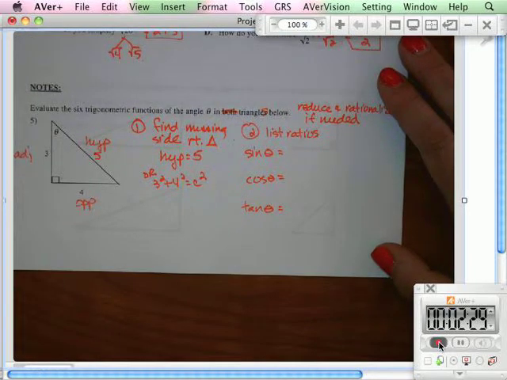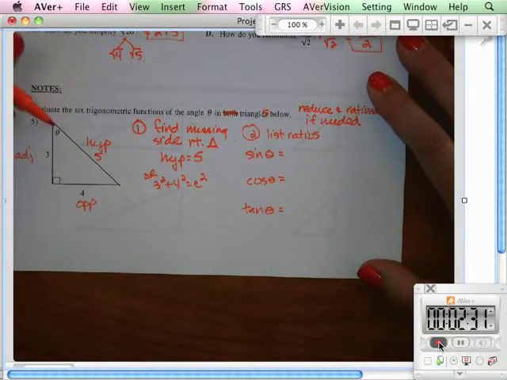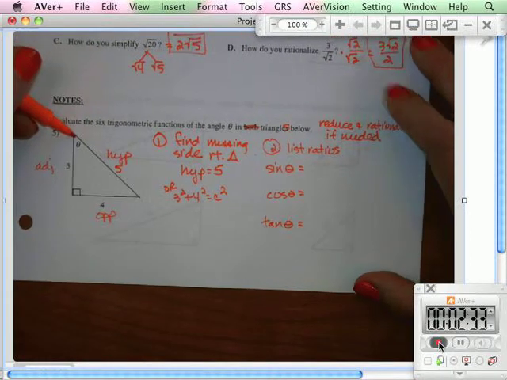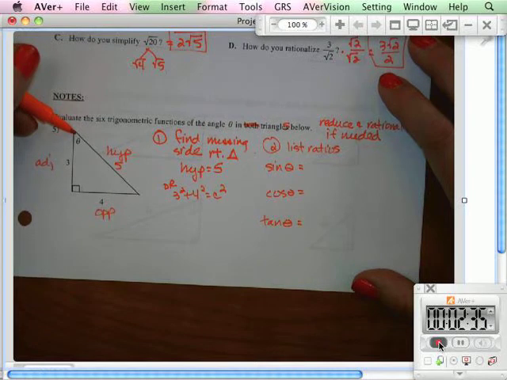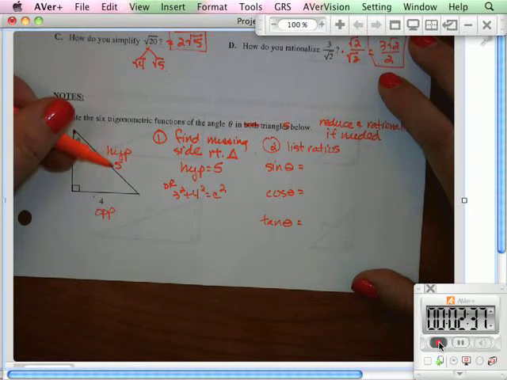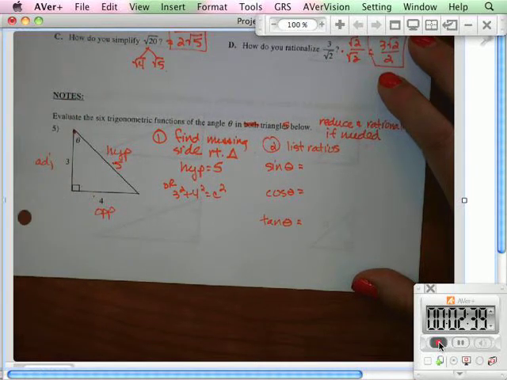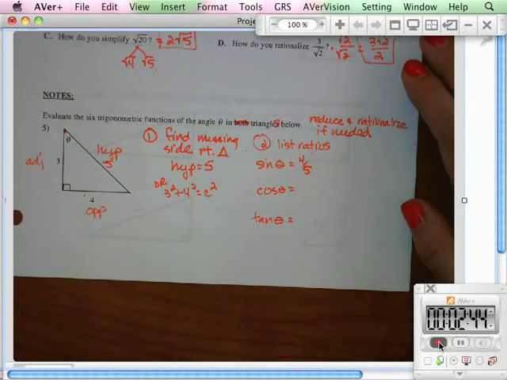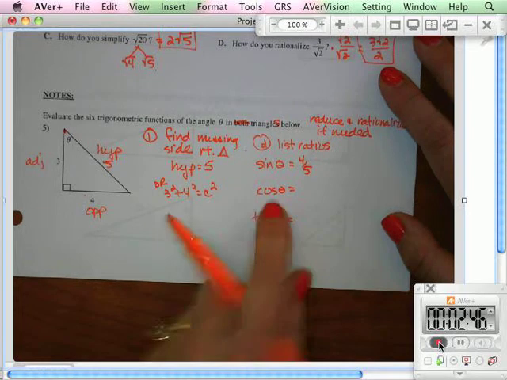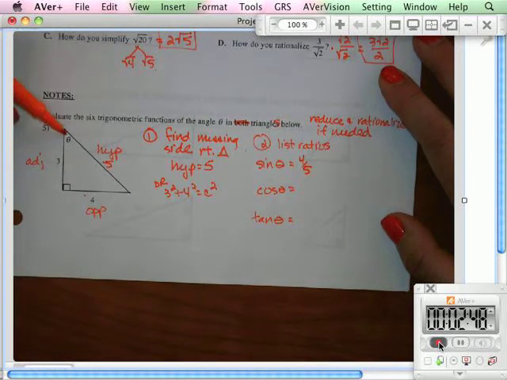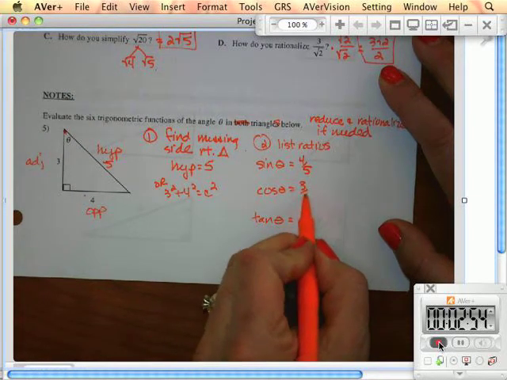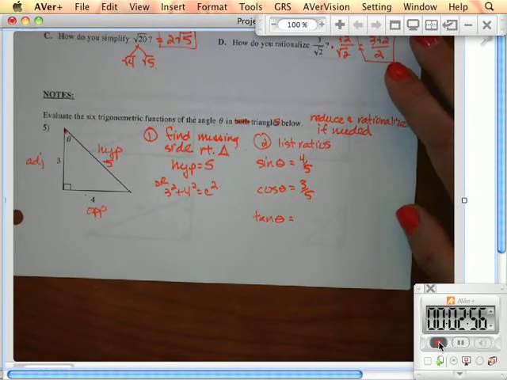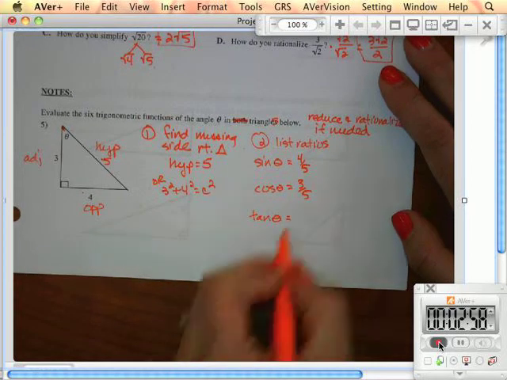So for sine, from this angle, it's SOH, right? Sine, SOH. So it's opposite over hypotenuse. So what would that ratio be? 4 over 5. Opposite over hypotenuse. Cosine is what? Adjacent over hypotenuse. So from this angle, it's 3 over 5. And tangent is opposite over adjacent, which would be 4/3.